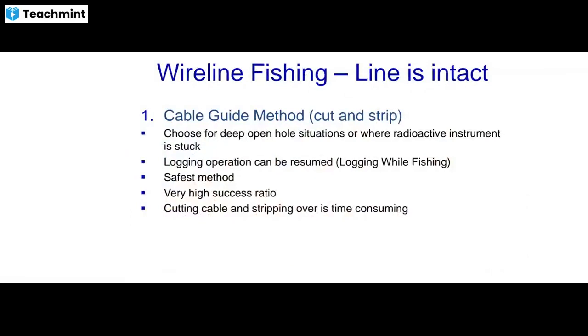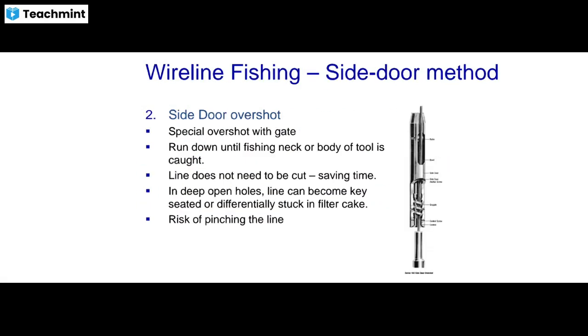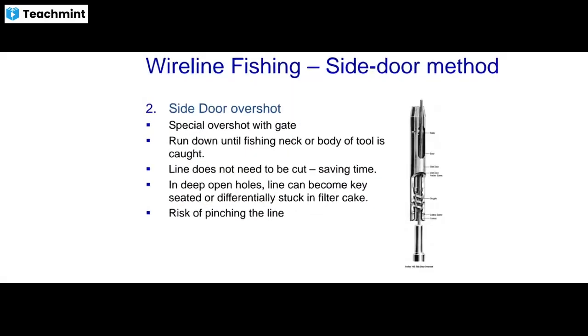So wireline fishing, line is intact. Cable guide method, cut and strip, very high success ratio. Cutting cable and strip over is time consuming. Logging operation can be resumed. Then side door overshot, you can see here the side door method, a special overshot with gate, with risk of pinching the lines, in deep open holes, where the line becomes key seated or differentially stuck.